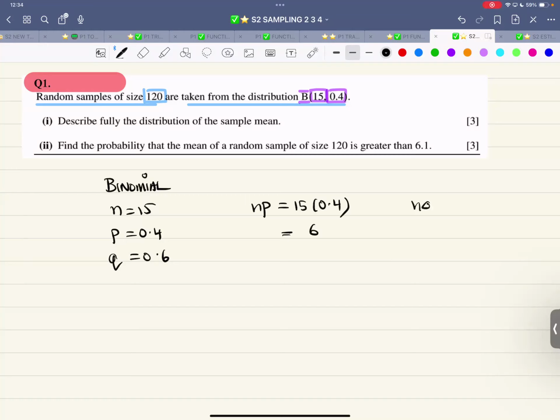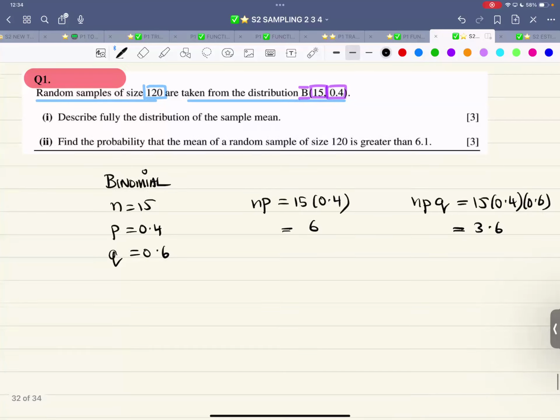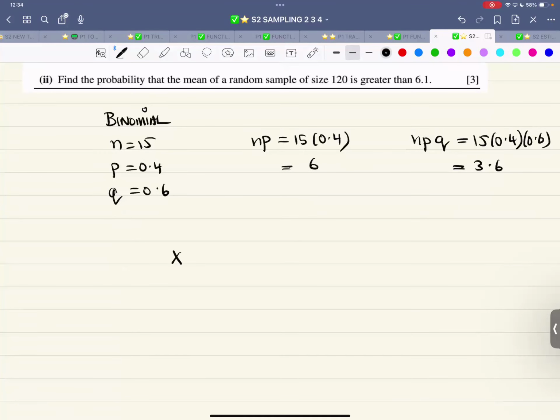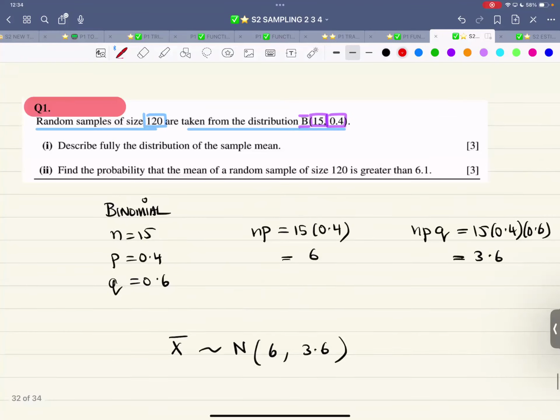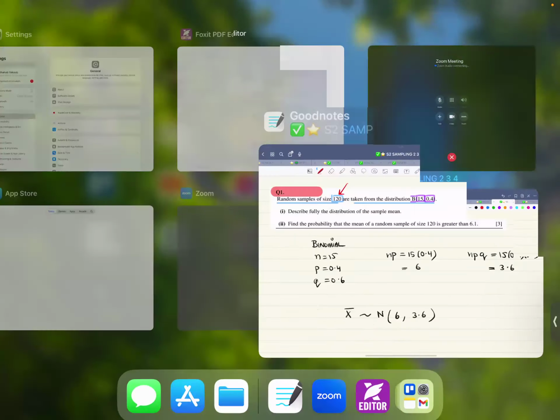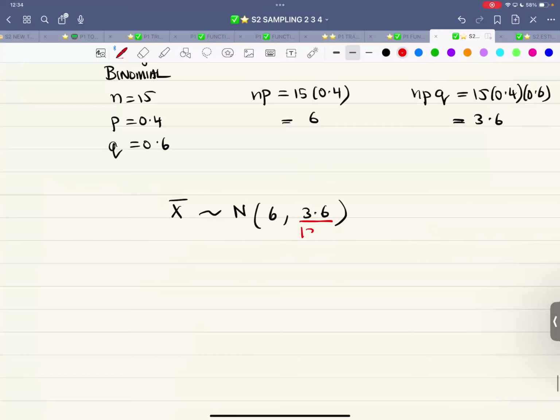Let's evaluate npq. So this is n, this is p, this is q. That is 15 into 0.4 into 0.6. 6 into 0.6, that is 3.6. Now we will simply write x bar follows a normal distribution 6, 3.6 divided by this n. This is the number of samples, divided by 120.